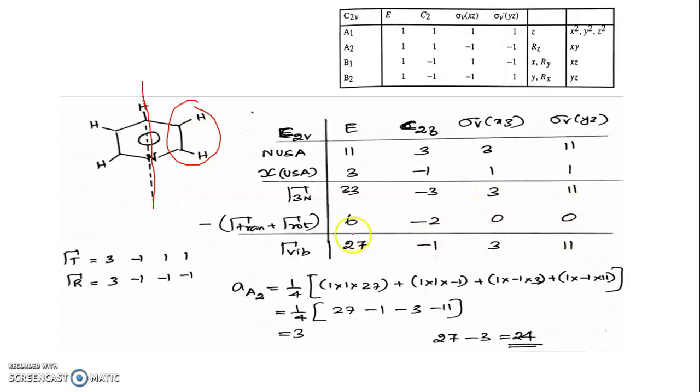So now listen, these are the characters corresponding to vibration alone. Are you able to follow? So totally how many modes of vibration are there? 27. Why? This molecule is non-linear, so the total number of normal modes should be 3n minus 6. How many atoms are there? There are 11 atoms, so 11 into 3 is 33. 33 minus 6 is 27. So this molecule has 27 total modes.